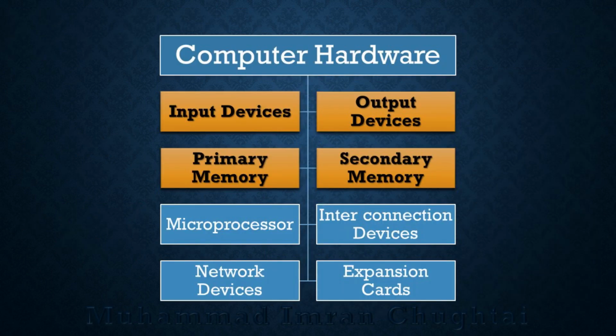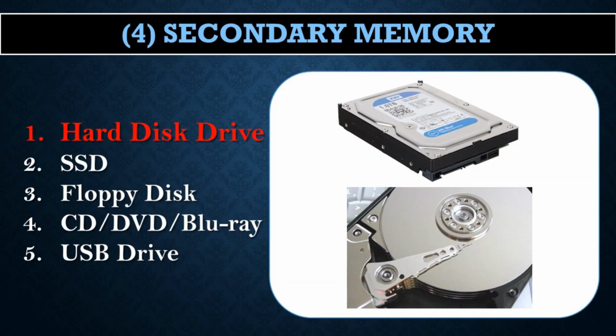4. Secondary memory. Hard disk drive. A hard disk drive, HDD, is a non-volatile computer storage device containing magnetic disks or platters rotating at high speeds. It is a secondary storage device used to store data permanently.